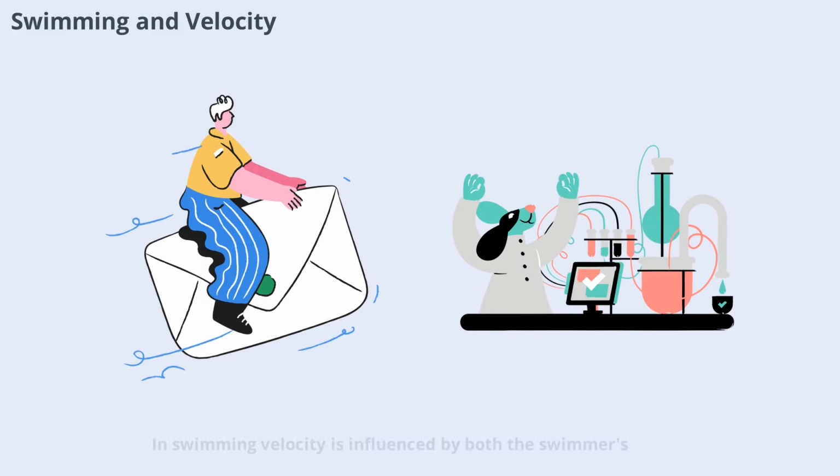In swimming, velocity is influenced by both the swimmer's effort and external factors like water currents. By analyzing the vector sum of these velocities, coaches can help swimmers adjust their technique to maximize forward movement and minimize resistance, leading to faster lap times and improved efficiency.